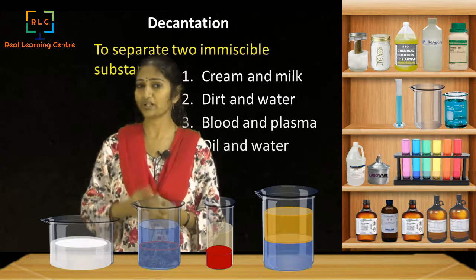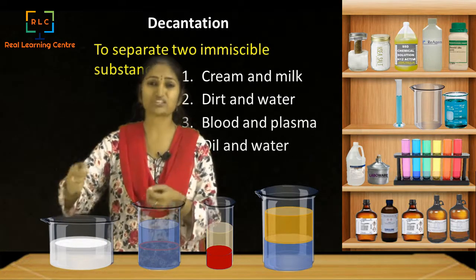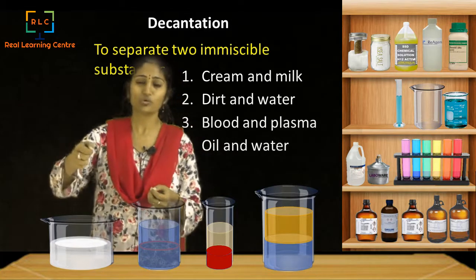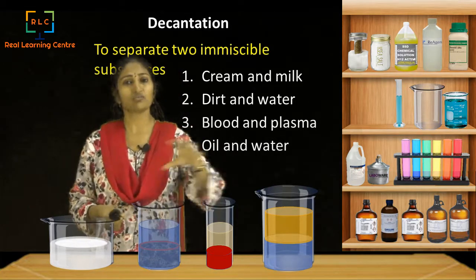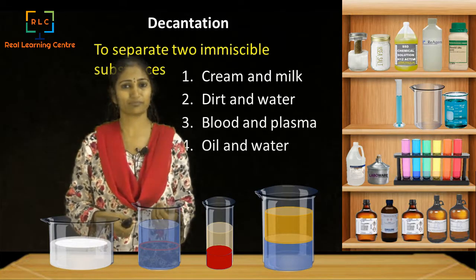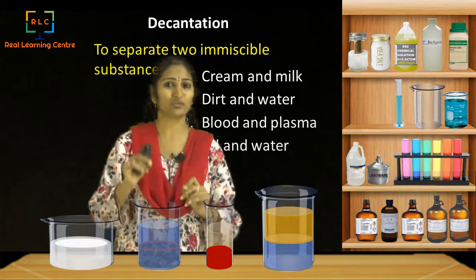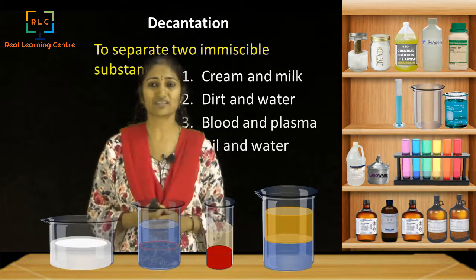Now, how do I separate cream and milk? Very simple. Very slowly I just take the milk dish, slowly pour it out, and the milk flows down and the cream remains in the dish itself. Now this process of simply pouring down very slowly is what is called as decantation.